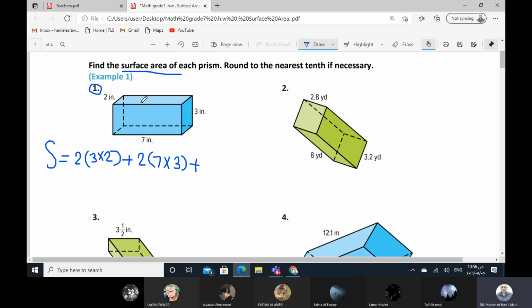we have on the top here a face. This is the base. And opposite this base, we have a congruent and parallel face. So it means you can write here 2 times the area of the base. Also the type of the base will be rectangle. So here we have 2 times, here we have 7.